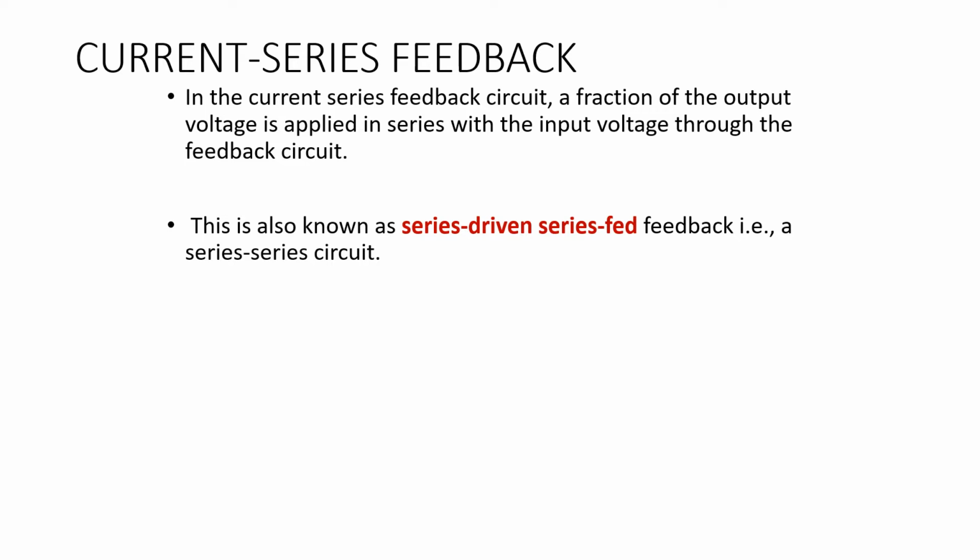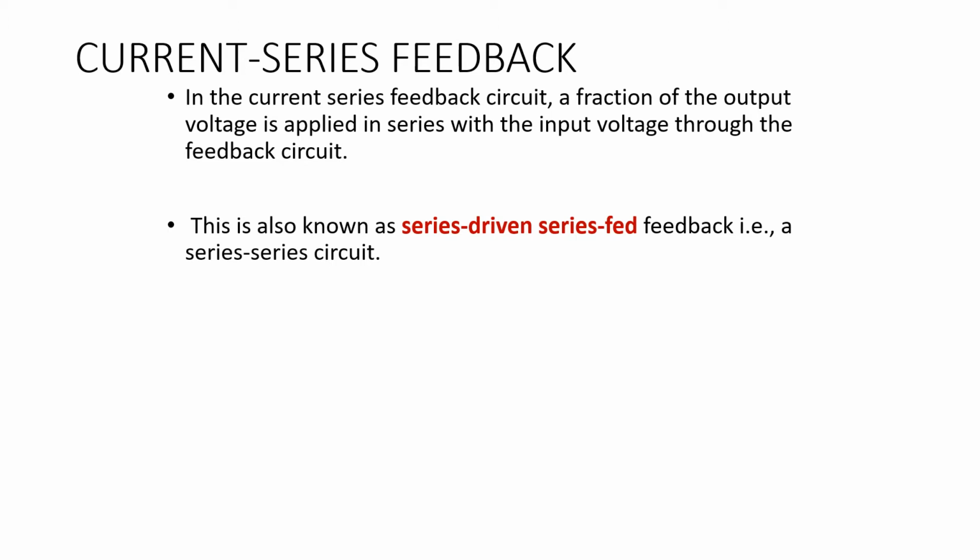Now here in this case we can see it is named as current series feedback. So obviously here a certain part of the output will be applied to the input in the series manner, or the serial manner, and we also call it series feedback. So this is the explanation, or particular definition, for the current series feedback: that a certain part of the output will be applied to the input in a serial manner through the feedback circuit.